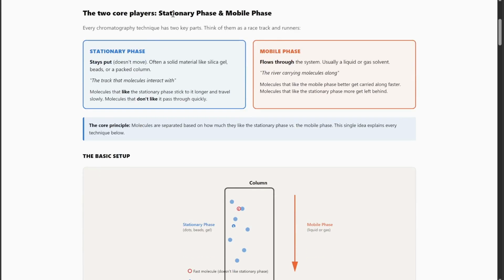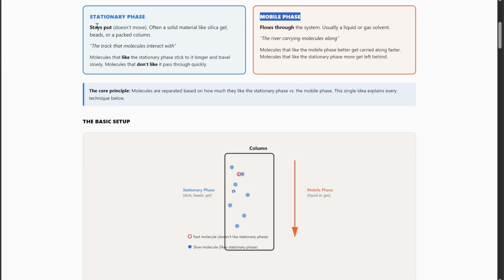Now, the key players are the stationary phase and the mobile phase. All types of chromatography will have a stationary phase and a mobile phase. The stationary phase stays put and doesn't move. That's why it's called stationary. And the mobile phase, you can guess, is flowing and moving.